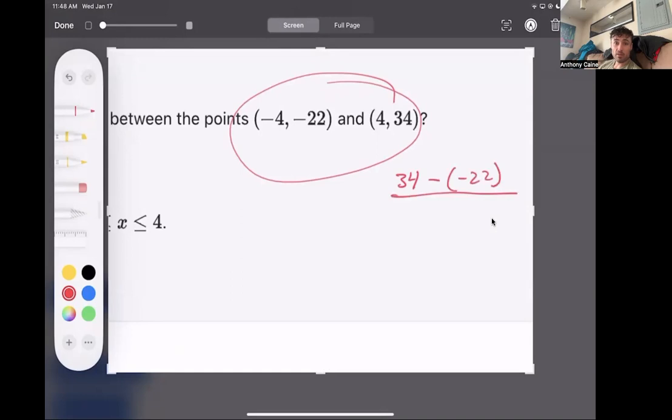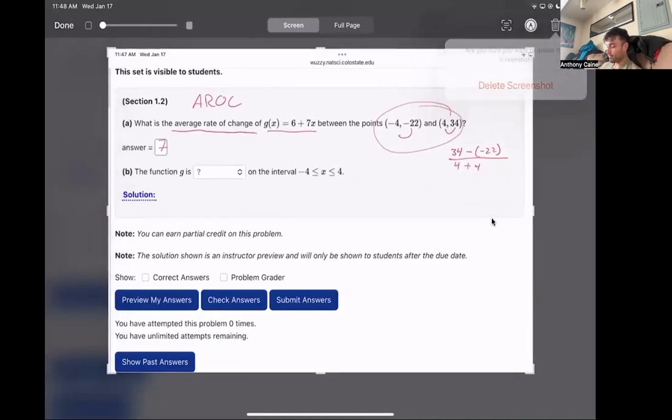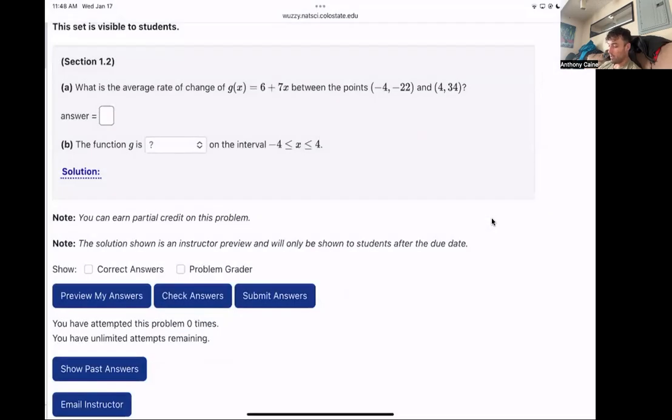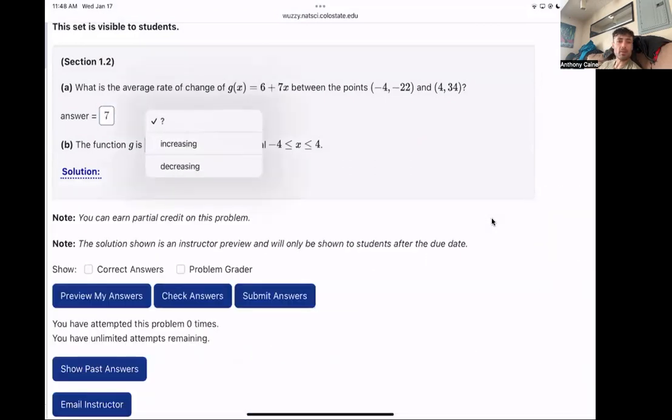So now I take the x values. So paired with 34 is 4. So I put a 4 here, minus. Paired with negative 22 is negative 4. So negative 4. So if you work this out, you'd better get 7. I'm not going to do it. I hope you do. All right. The function G is blank on the interval blank. I don't know. Let's see what the options are. So here, what's the answer? It should be 7. And increasing or decreasing. It's a line with positive slope. It's increasing, right?